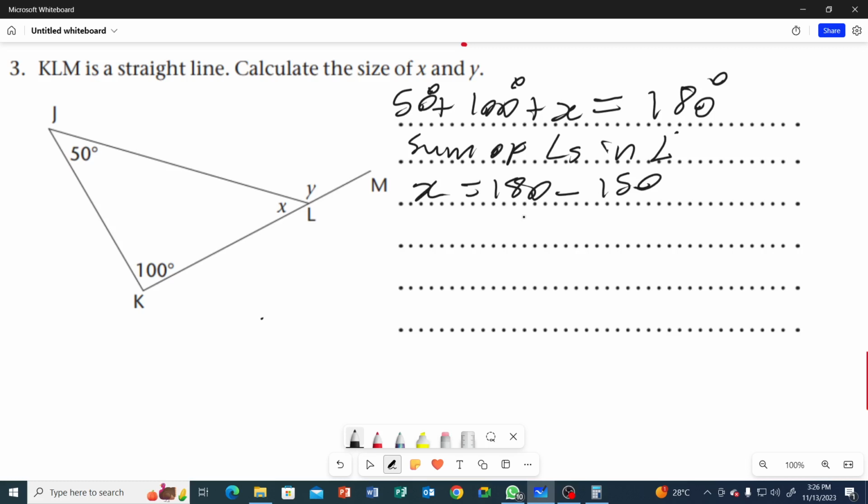Now that you have the size of angle x, you can calculate the size of angle y. Who can guess? Since we are told here that KLM is a straight line, and we know that angles in a straight line are supplementary and add up to 180 degrees, you will say x plus y equals 180 degrees. Reason: angles in a straight line.